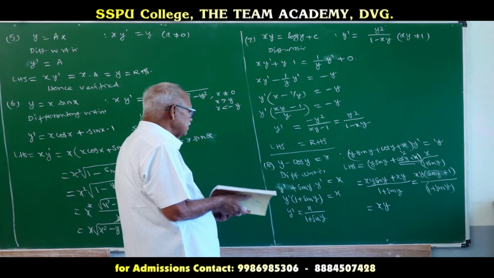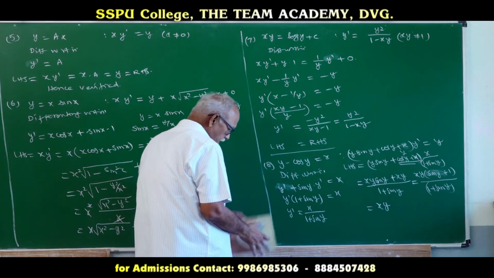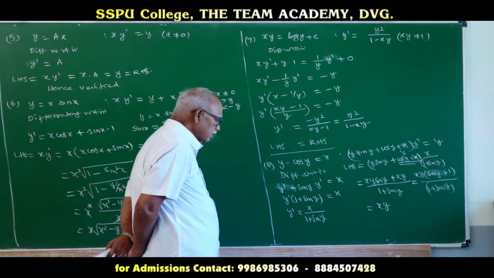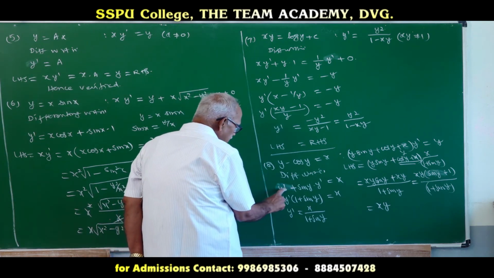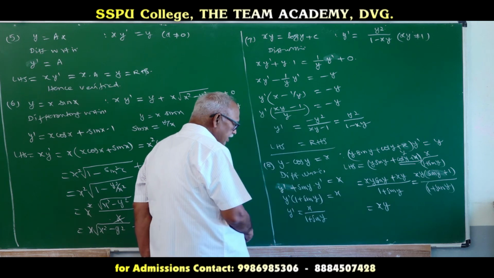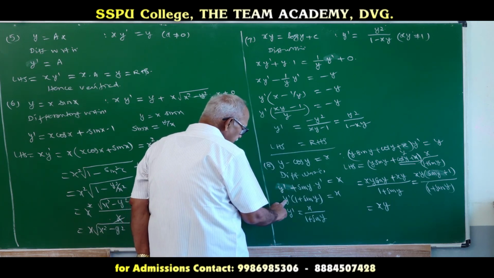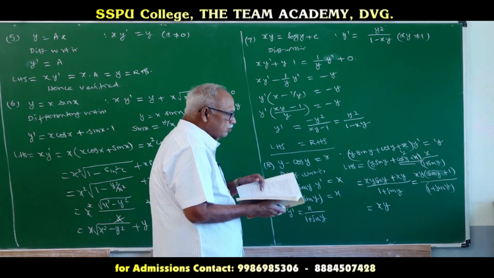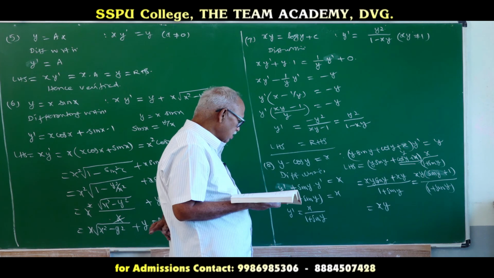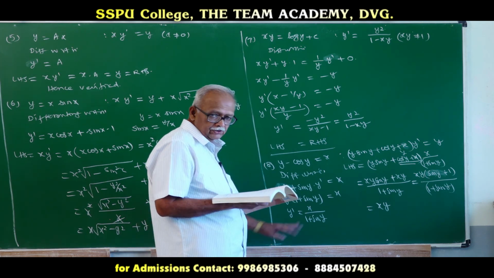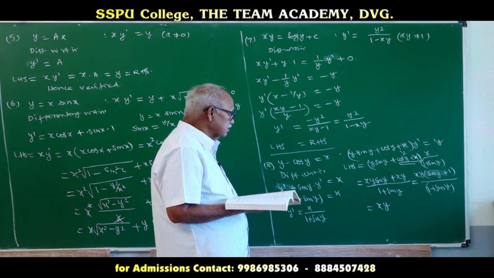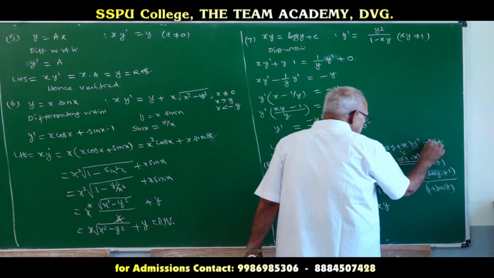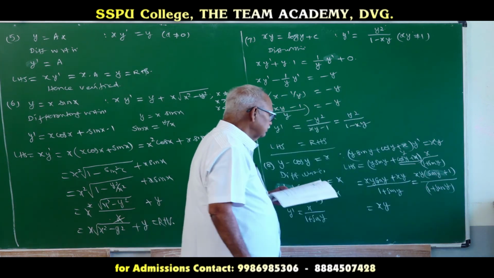You can verify this: y dash, y minus cos y is equal to x. So, this is y dash plus sin y into dy by dx, that is y dash. If you take y dash common, 1 plus sin y is equal to x, y dash is equal to x by 1 plus sin y. So, this is the method of solving this differential equation. I think we should get xy in the solution, then we will get the correct answers.